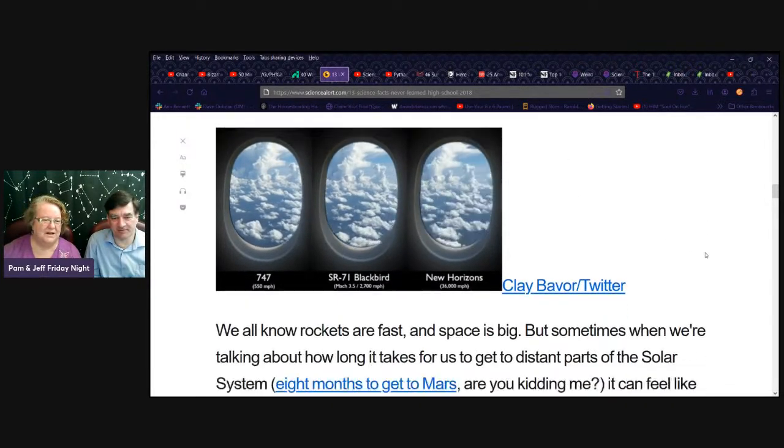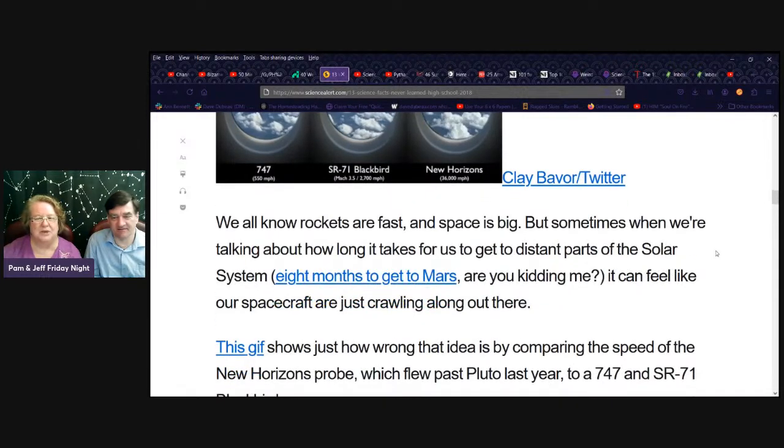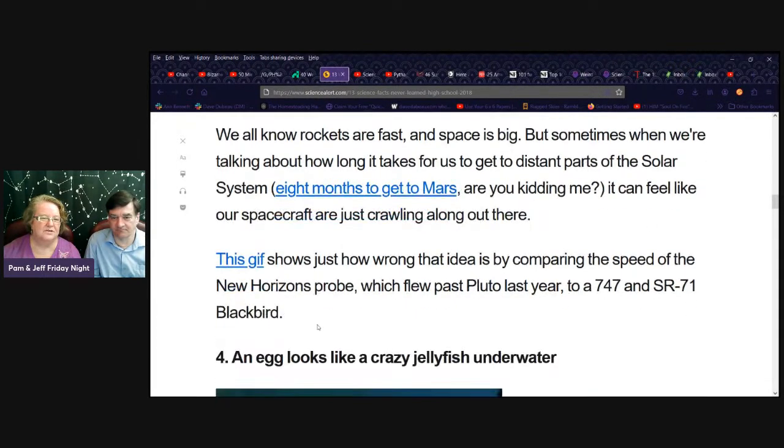We all know rockets are fast and space is big, but sometimes when we're talking about how long it takes to get to distant parts of the solar system, like 8 months to get to Mars, you can feel like our spacecraft are just crawling along. The GIF shows just how wrong that idea is by comparing the speed of the New Horizons probe, which flew past Pluto a while ago now, to a 747 and an SR-71 Blackbird.